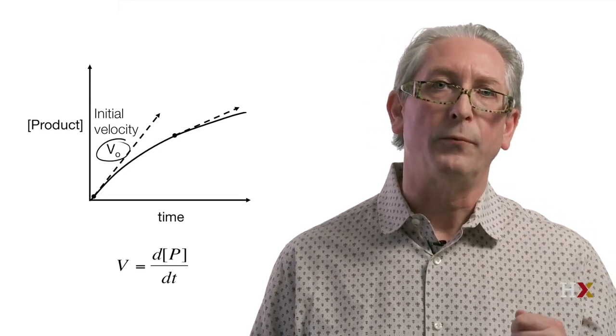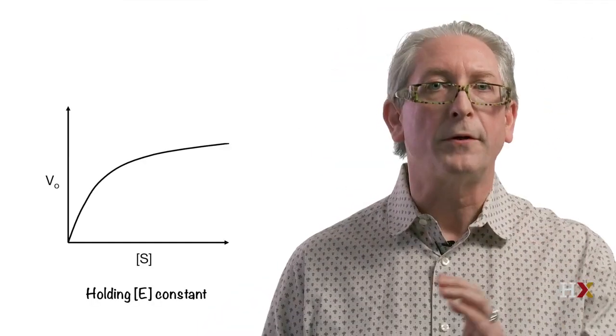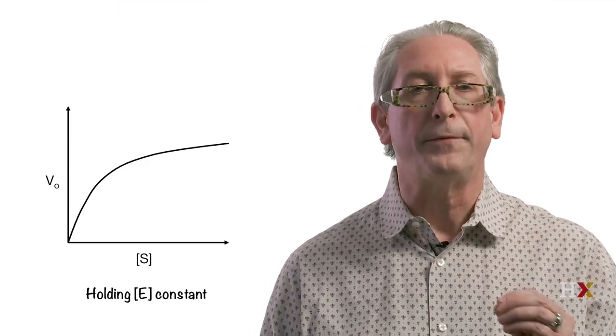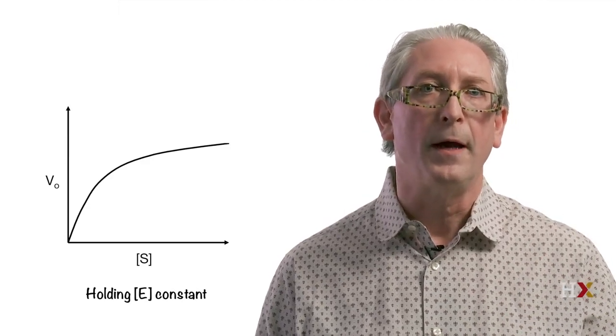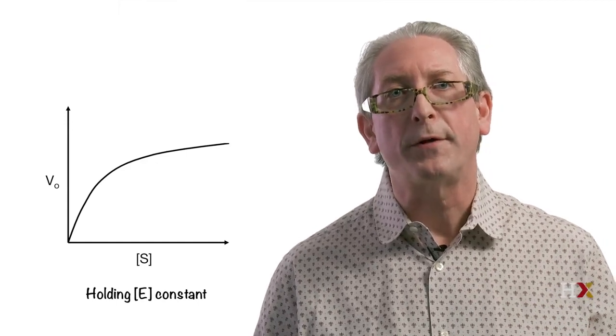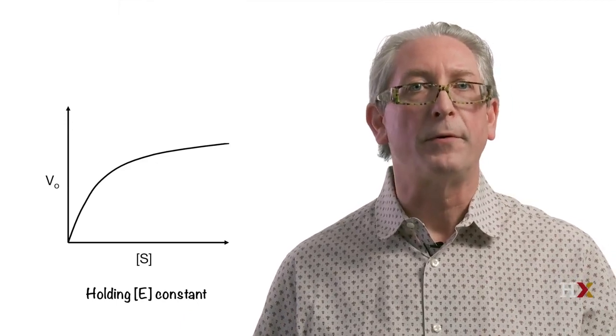Now, in this experiment, we took one concentration of substrate and one concentration of enzyme. Imagine that we do the same set of experiments, keeping the enzyme concentration constant, but increasing the concentration of substrate. For each concentration of substrate, we can measure V0 and then plot V0 as a function of the concentration of substrate. What we see on the graph is that when the concentration of substrate is relatively low, as it increases, V0 increases as well.